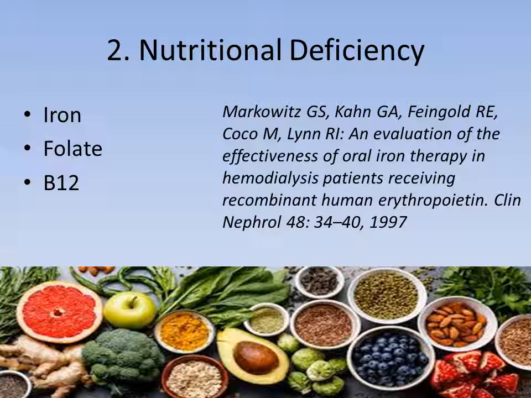Folic acid and B12, these are B vitamins, water-soluble vitamins which are lost during the dialysis procedure, but are essential for red blood cell production. This is one of the reasons why we prescribe renal vitamins to our patients. So if patients don't take a renal vitamin or have a poor diet, then they can become deficient in folic acid and B12, and this can impair red blood cell production on the basis of nutritional deficiency.